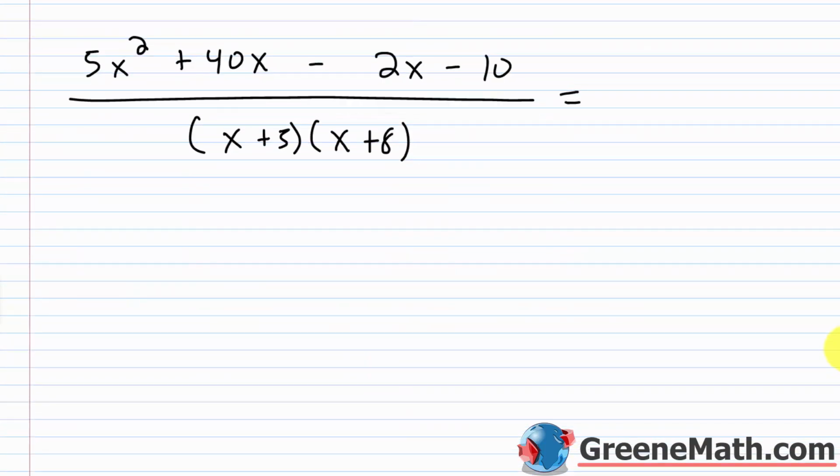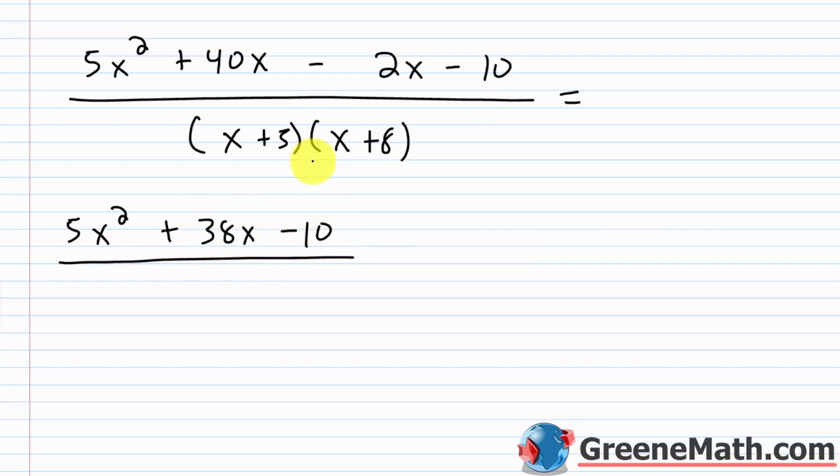Okay, let's get some room going. So we have 5x squared, nothing to combine with that. 40x minus 2x is 38x. And then you have minus 10, and this is over x plus 5, this quantity, times x plus 8, this quantity. So this is as simple as we can make this.